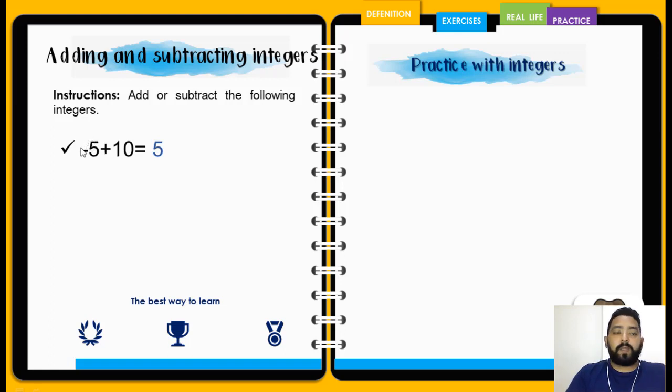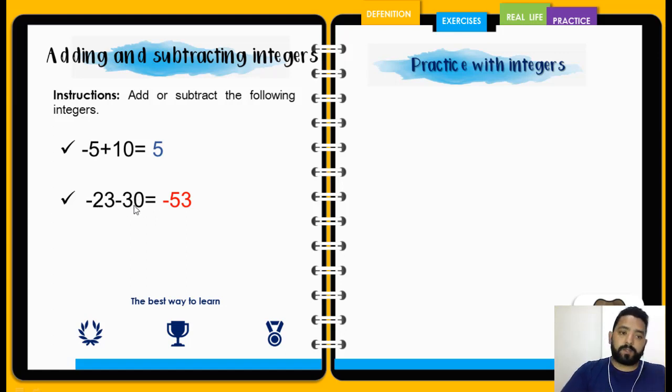Now, if we're going to add and subtract some integers, for example, here we have negative 5 plus 10. As you can see, this is negative 5 and this is positive 10. So we have different signs, so we're going to subtract 10 minus 5, it's 5. Now we're going to choose the sign for the answer. So which is greater, negative 5 or positive 10? It's 10, right? So the answer is going to be positive.